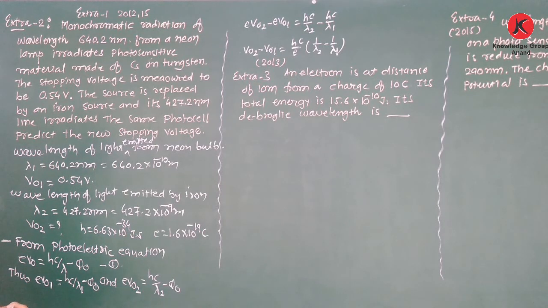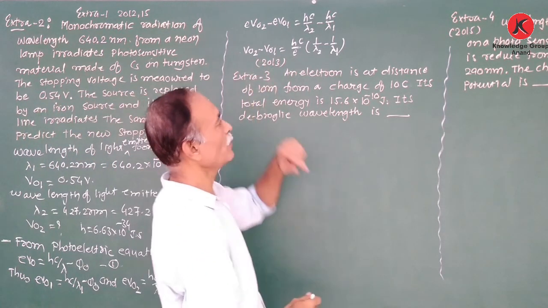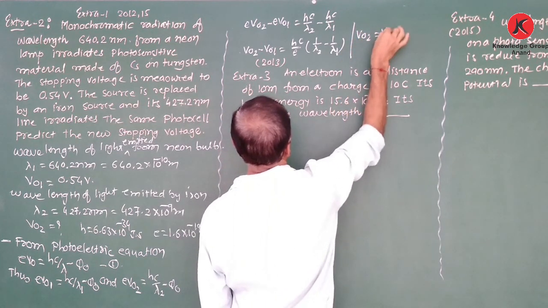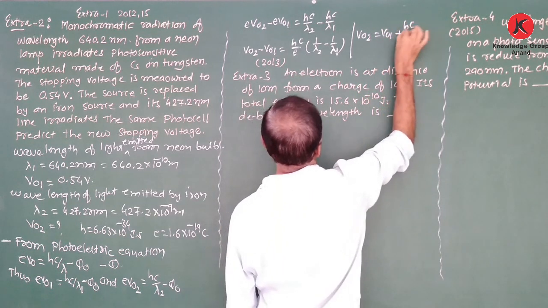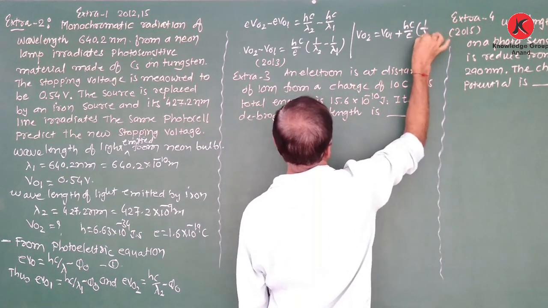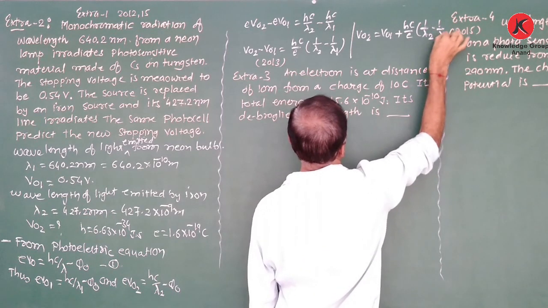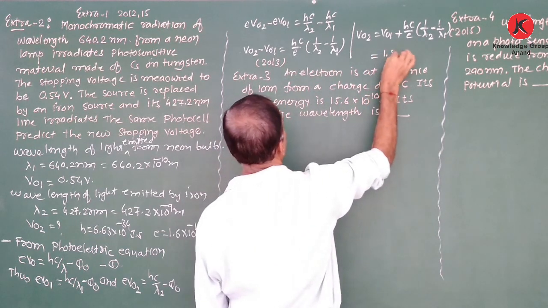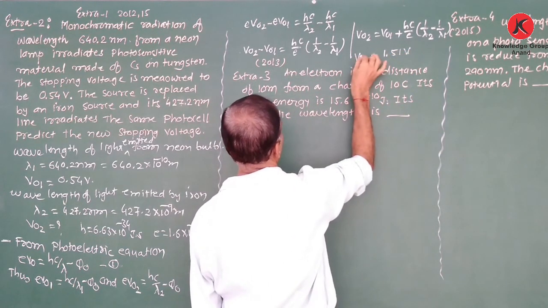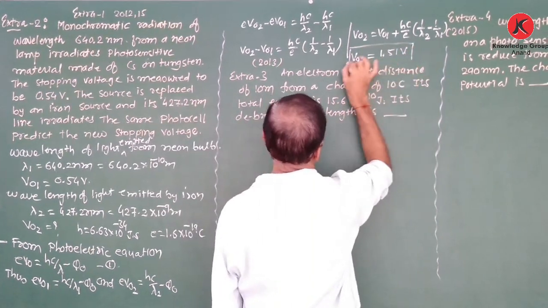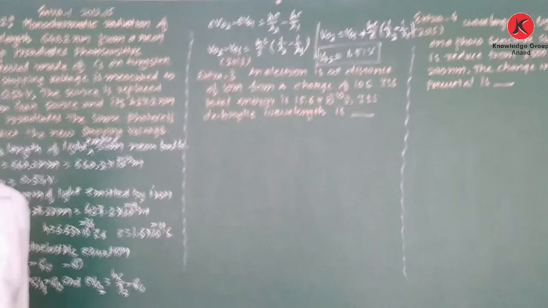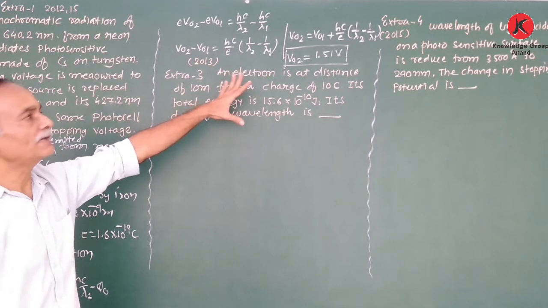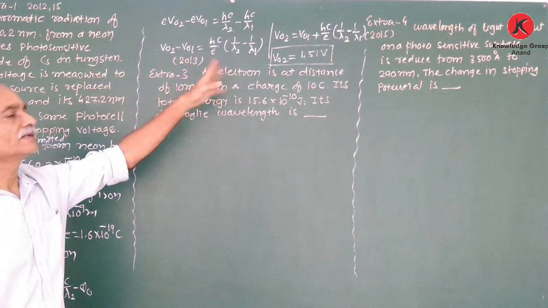As we simplify, we obtain the potential difference. Therefore, new stopping potential V02 is equal to V01 plus hc upon e into bracket 1 upon lambda 2 minus 1 upon lambda 1. Therefore, the new stopping potential obtained is 1.51 volt. That is the new stopping voltage. Actually, the simplification is quite lengthy. Simplify yourself by substituting the values. Right? Okay.